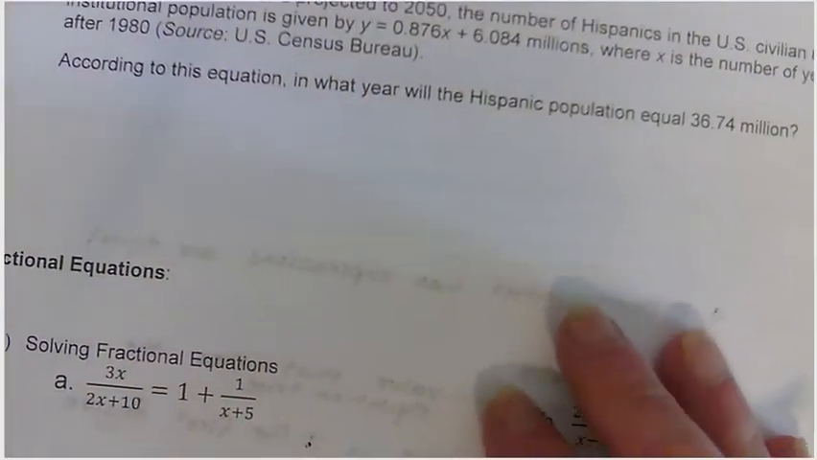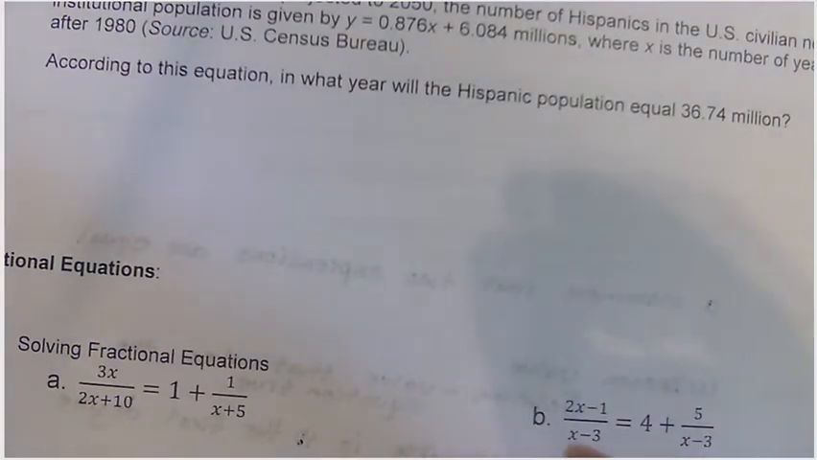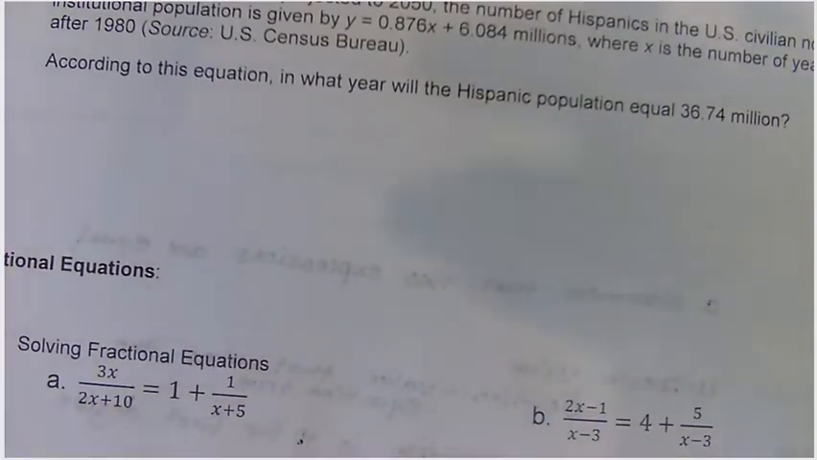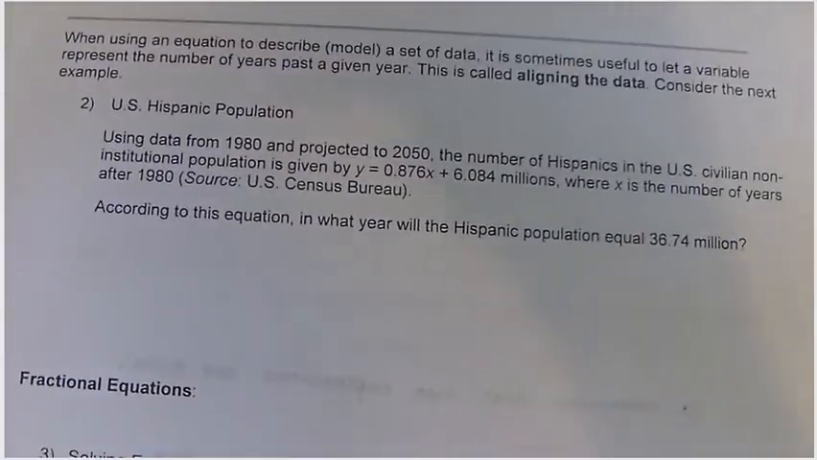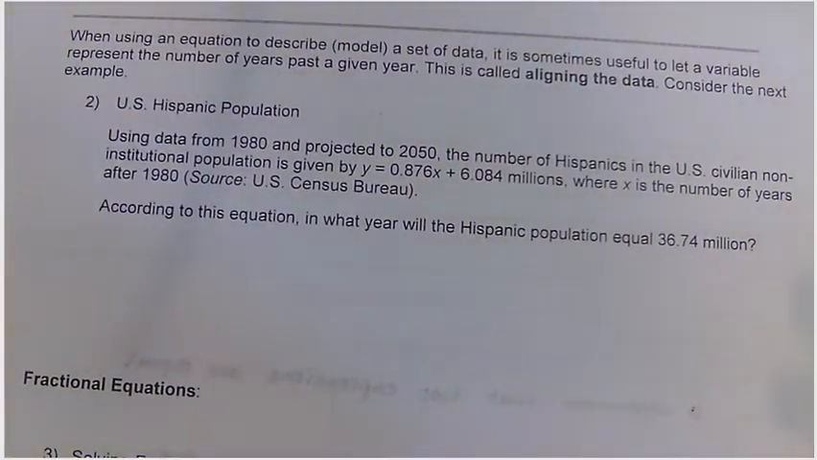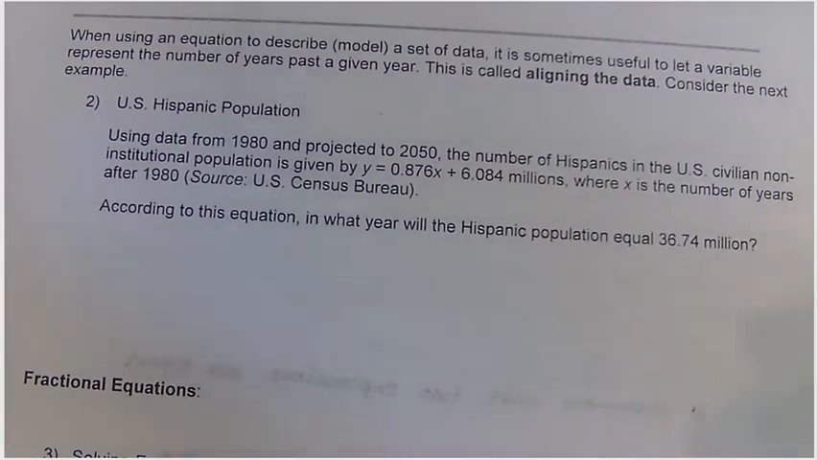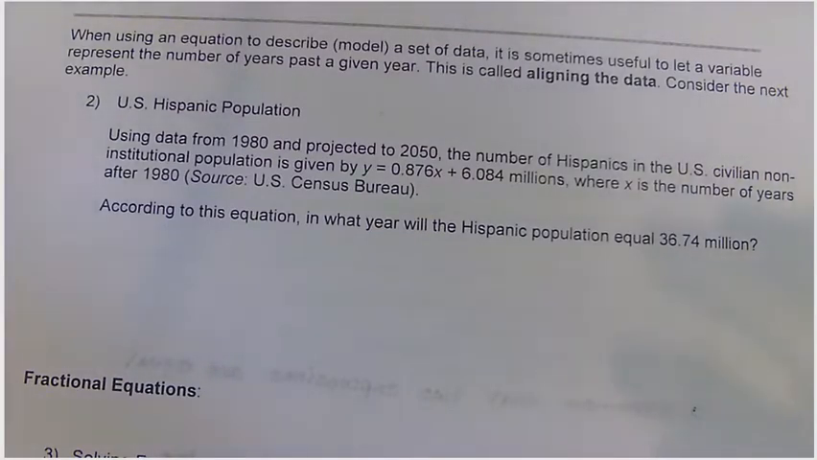All right. Now, this course is about applications in the real world. So we will have to take some of these word problems and convert them into equations so that we can solve them. So when we're using an equation to describe or model a set of data, sometimes it's useful to let a variable represent the number of years past a given year. It's called aligning the data.